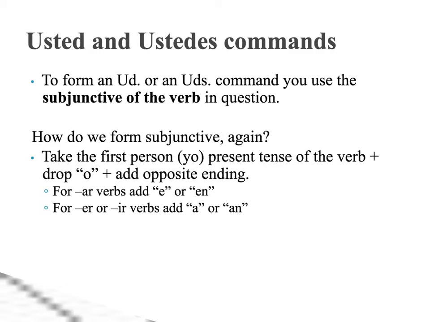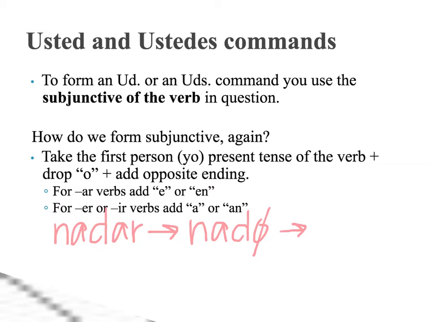So, for example, AR verbs like nadar, the yo present tense would be nado. Drop the O, add the opposite ending, nade. This is subjunctive, and it's also used for the command to swim. So if you were giving the command to somebody to swim, you would say nade, at least in the usted form. Ustedes is similar, but you would just add the N because we're talking about ustedes. So it's the same for ER and IR endings, except you would put an A or an AN on at the end of the root.